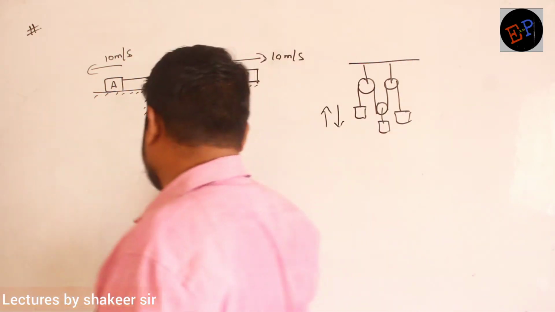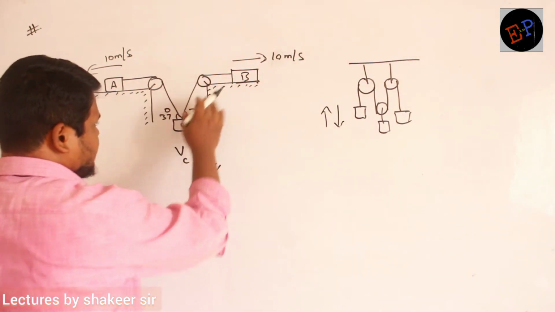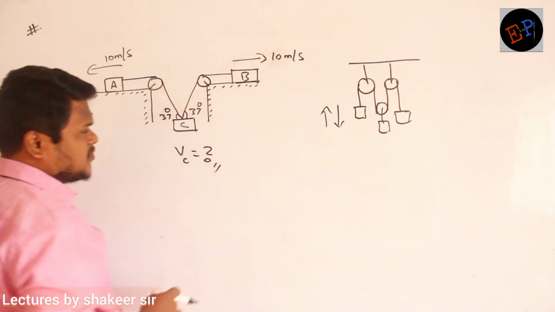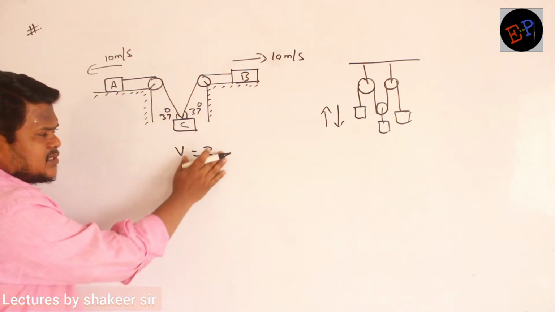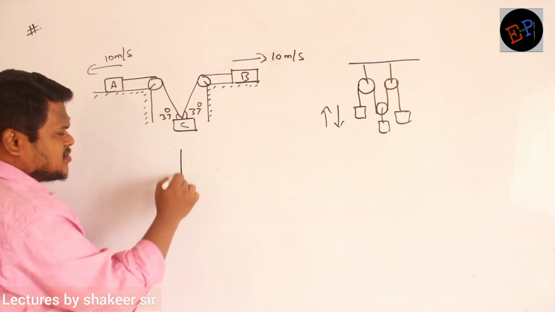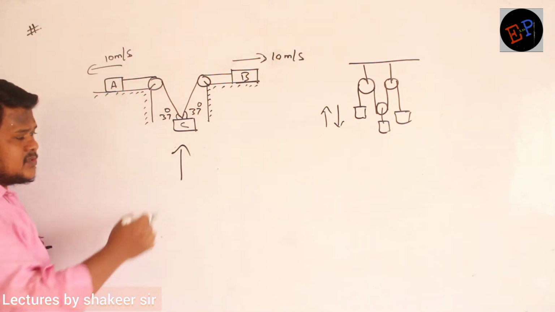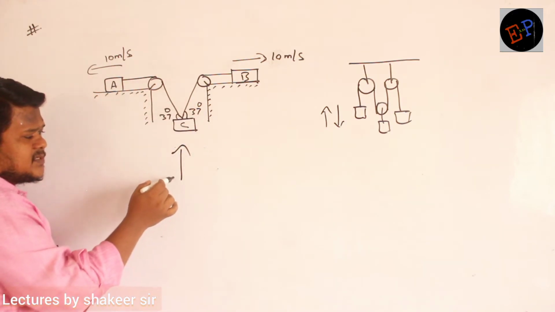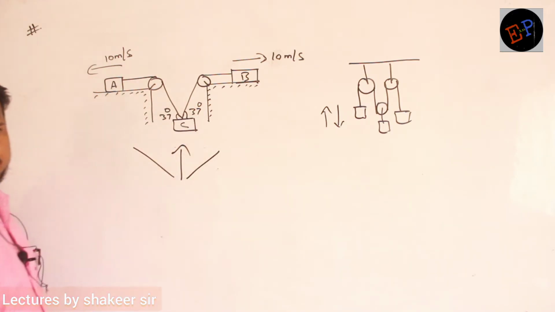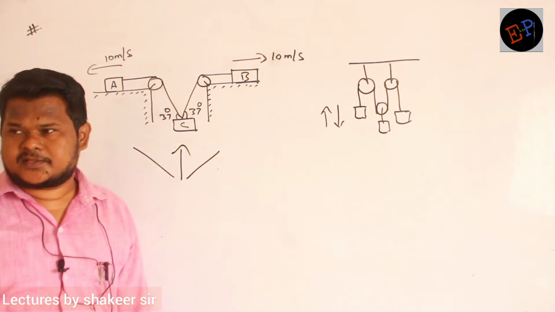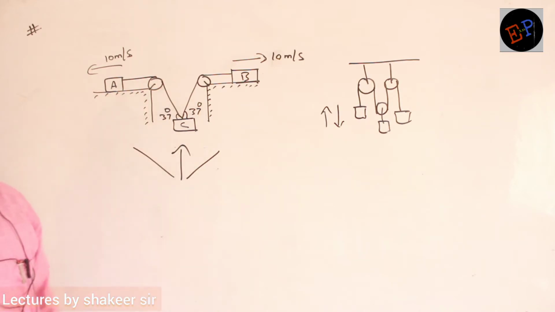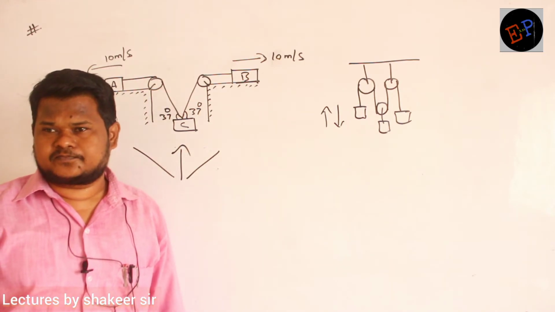Here what is happening? Block C obviously will move in the upward direction, no? If this block moves in this direction and this block moves in this direction, block C will start moving in the upward direction. But in which direction are the ropes present? Ropes are present in this direction. Are you able to understand? Ropes are like this, the block is moving like this. How can I do this problem now?